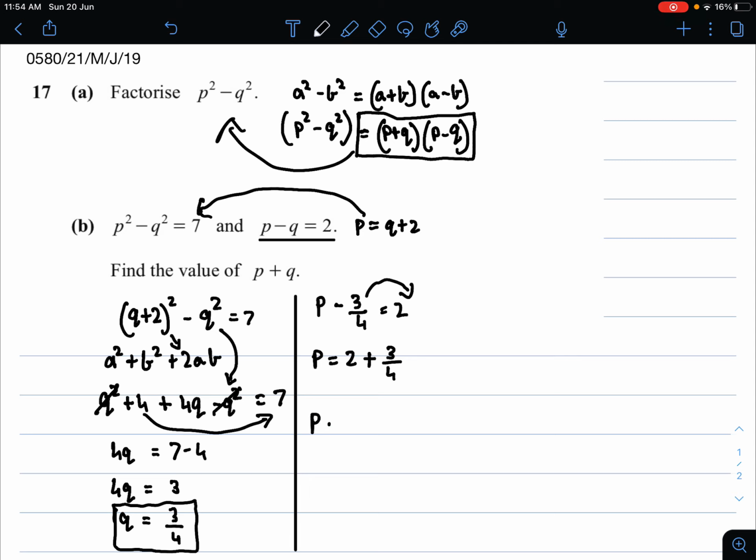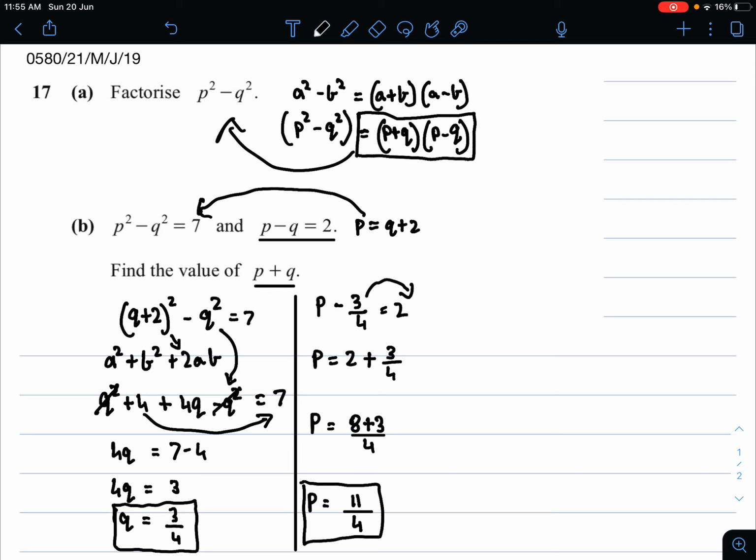So you don't convert it to a decimal, you leave it as a fraction, because we still need to find p plus q. So you find the LCM firstly to do this. So the LCM would be 4, multiplying the numerator and denominator both by 4. So 2 multiplied by 4 would be 8, and the denominator 4 multiplied by 1 would be 4. They have common denominators, you can write it as one fraction. Therefore we know that p is equal to 11 upon 4.